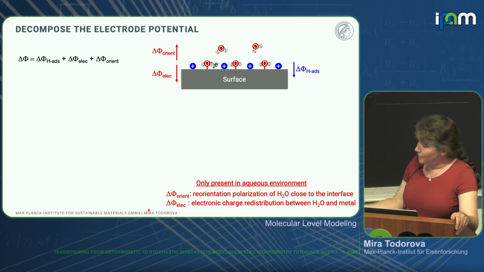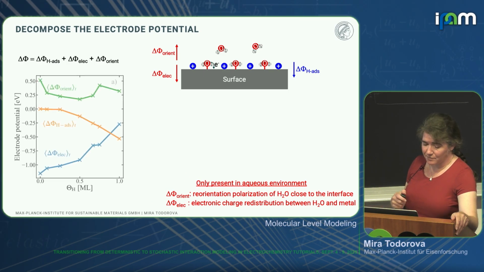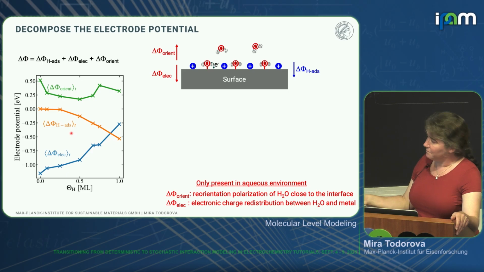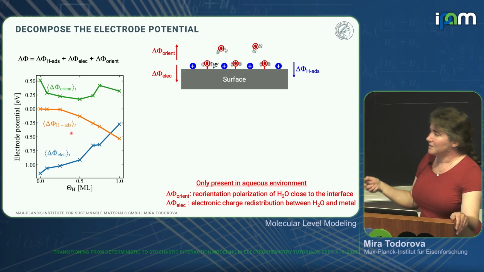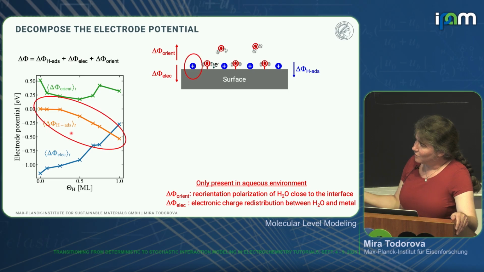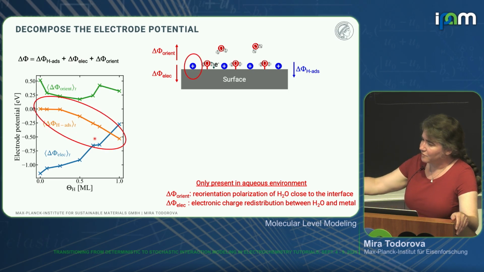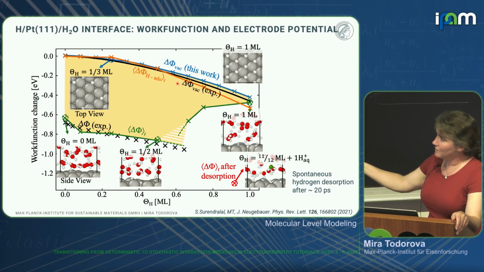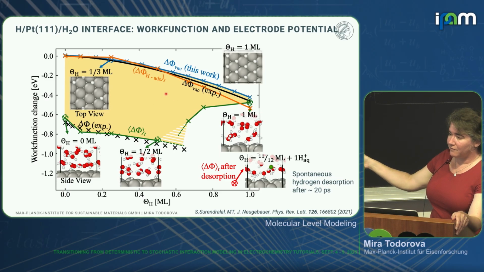So this kind of reorientation of water and electronic transfer of water contributions, they are only present in aqueous environment. And if we calculate this, these are the three contributions shown in different colors, then we can analyze what comes where. Now let's first focus on the one that comes from hydrogen adsorption to the surface that is also present in vacuum. And if I put this contribution into my plot, you see that it very closely follows what we have for the vacuum environment.